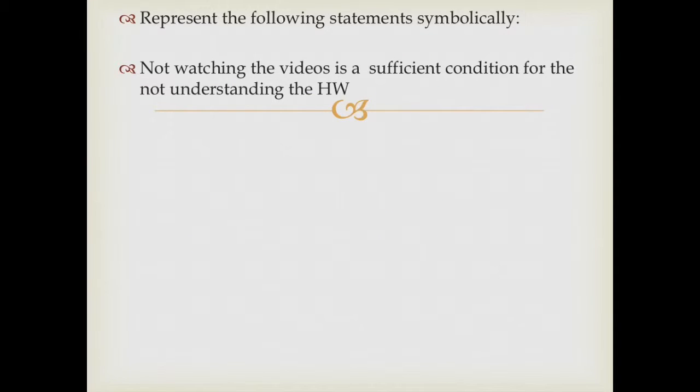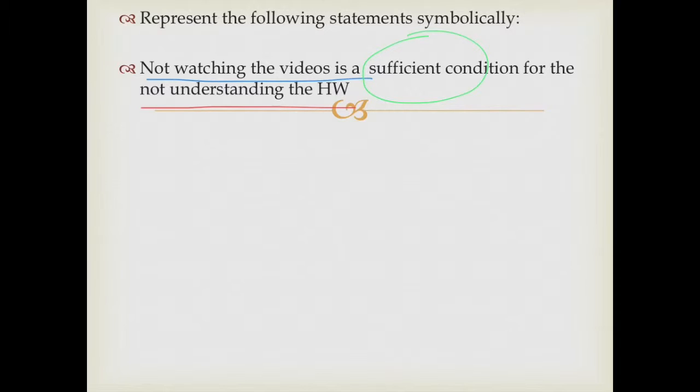For our next example, again we want to identify our two different statements. Not watching the videos is a sufficient condition for not understanding the homework. So we have two ideas here, not watching the videos and not understanding the homework. The connecting words are sufficient condition, or just the word sufficient. So again, we want to identify from that list, for the sufficient, is it P is sufficient for Q, or is it Q is sufficient for P? In this case, it always follows as P is sufficient for Q.